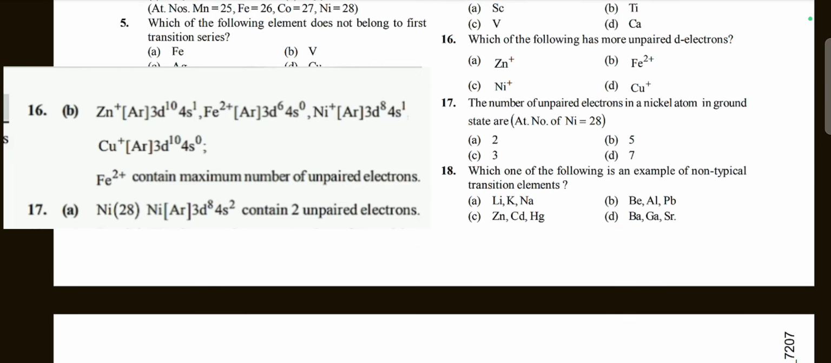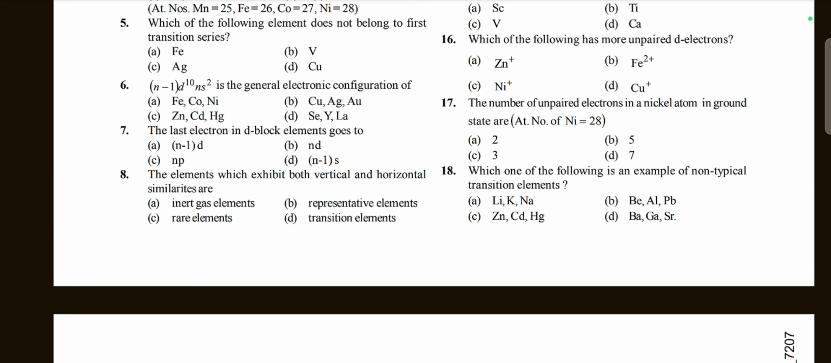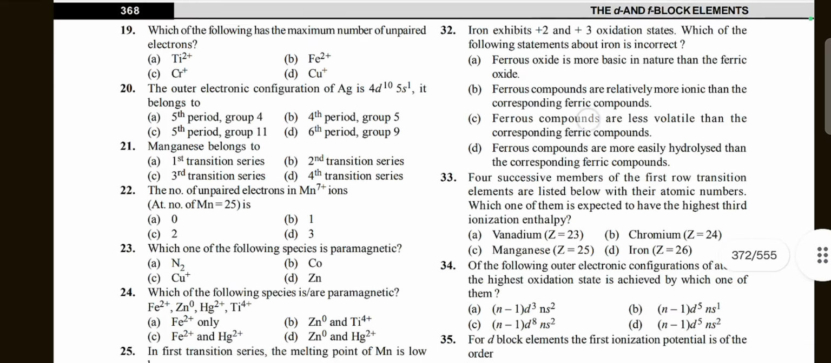The number of unpaired electrons in a nickel atom in ground state is, so nickel atom configuration is argon 3d8, 4s2. So it contains 2 unpaired electrons. Option A will be the answer. Which one of the following is an example of non-typical transition elements? So Zn, Cd, Hg do not show the properties of transition elements, hence they are known as non-typical transition elements. Option C.